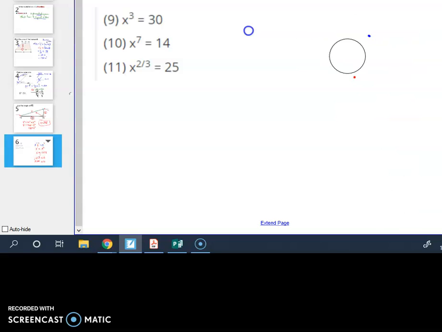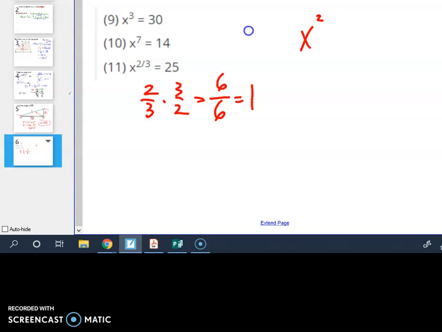All right, so for the last one, again, we have 2/3 as our exponent. I want to get a fraction that's going to equal 1. So if I multiply it by its reciprocal, I'll get 6/6, which is 1. So x to the 2/3 equals 25. So I'm going to multiply the left side by 3/2 to get that 6/6, or x to the first. So we have 25 to the exponent of 3/2. So again, I'm not taking 25 times 3/2. Again, raise it to the exponent of 3/2.